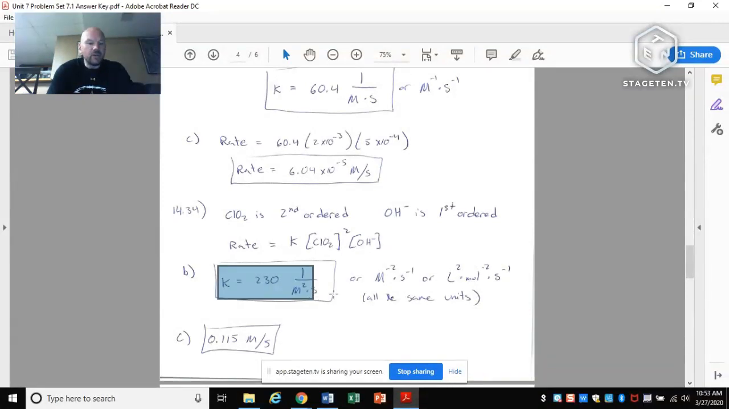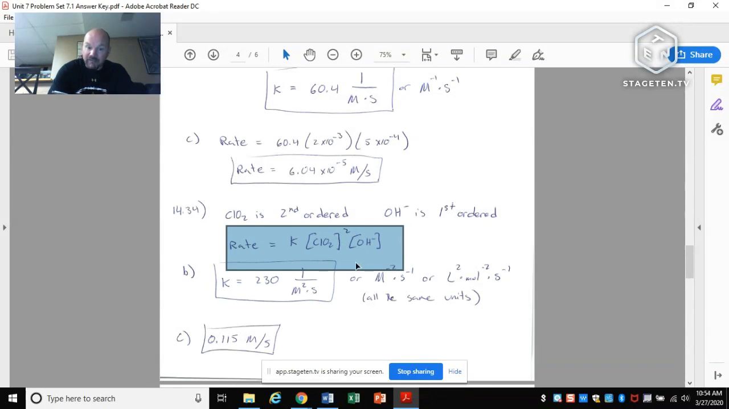But again, whenever you need to calculate a K value, first we figured out a rate law. How do we know that's the rate law? We figured out the orders of the reactants. Now, once we have that, we can take the data from one of the trials. You plug in the rate, you plug in each concentration. Don't forget to square this one, and you solve for K. All right.